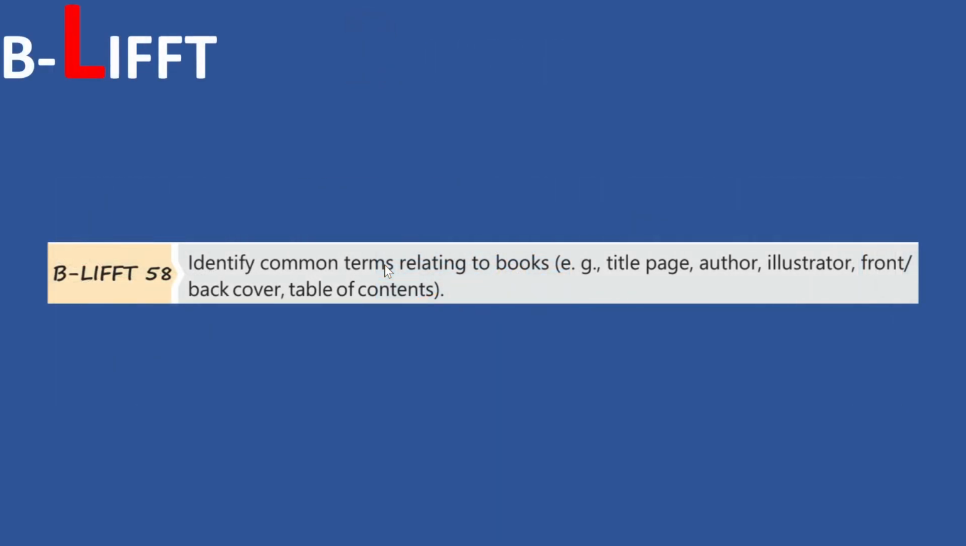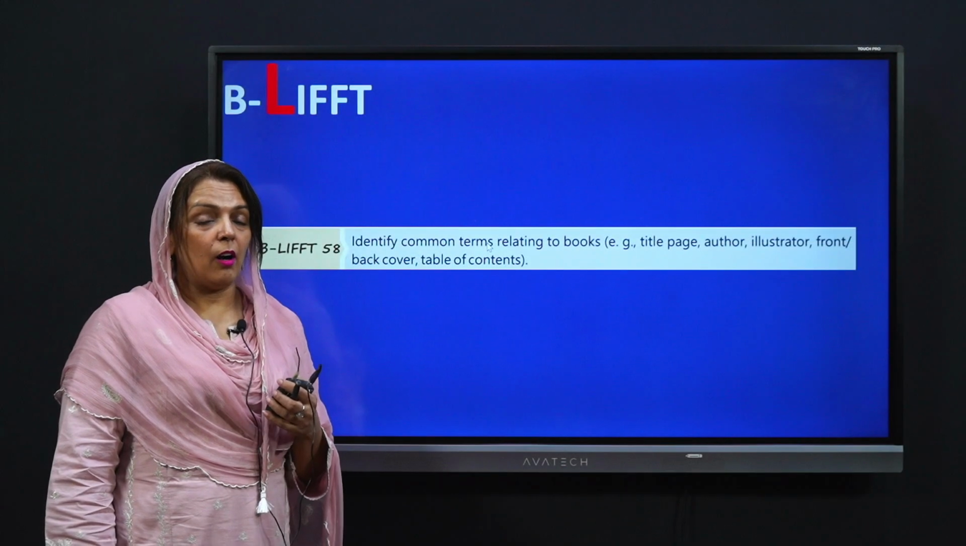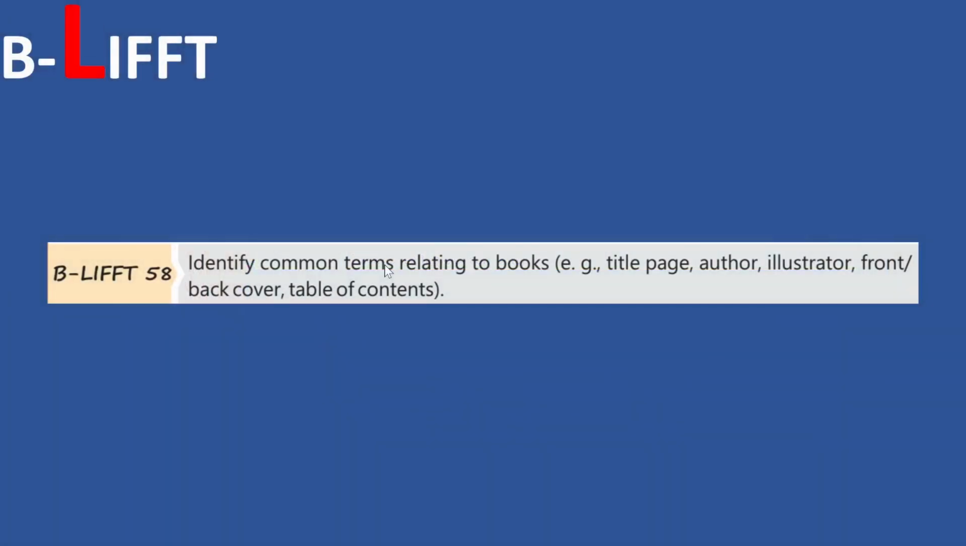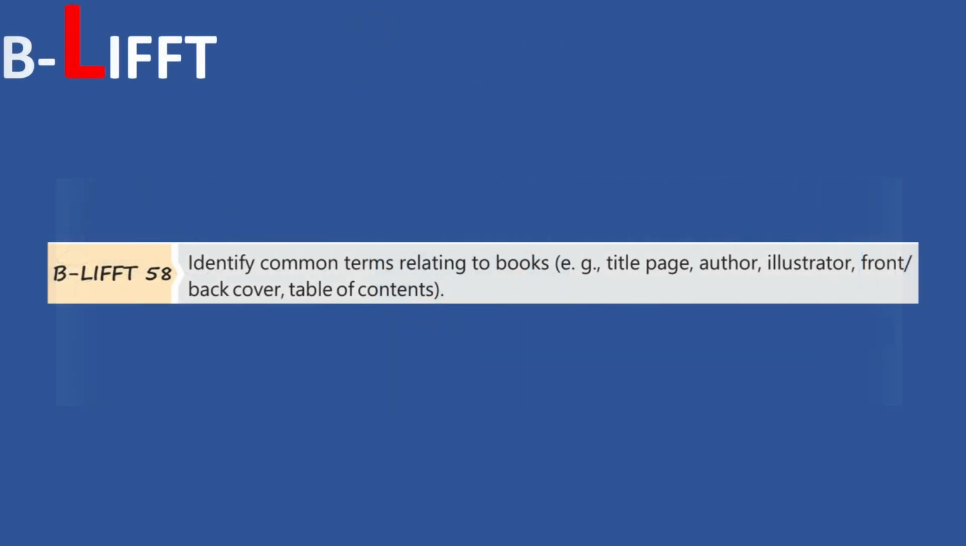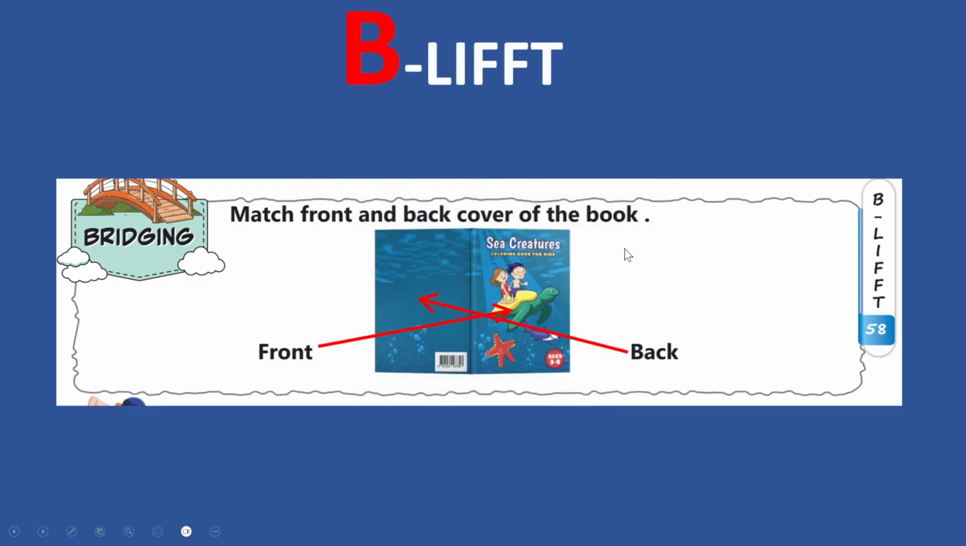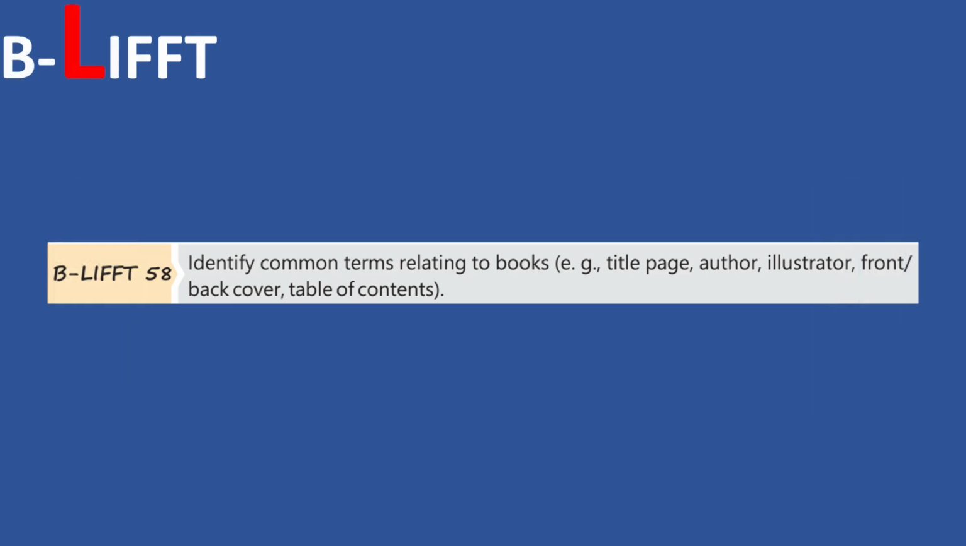Now let's look at the BLIFT. And I believe this is the most important BLIFT of this chapter, which clearly says that you have to identify the common terms relating to books, which are very important because you are opening books of different subjects on a daily basis. So you need to understand what are the title pages, what is an author, who is an illustrator, what is the front and back cover, what is the table of contents. So every student should know these terms.